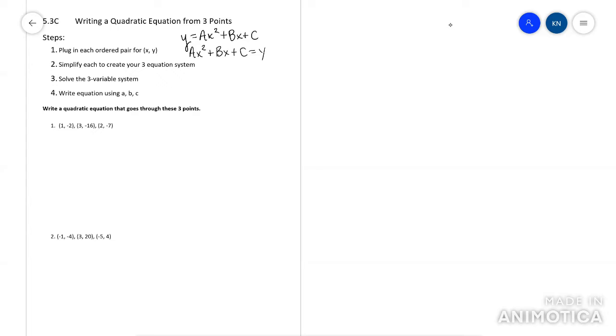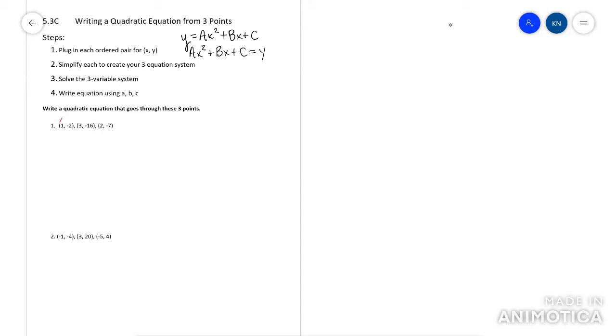First thing you have to realize is you have this equation. You need to use it, but you don't want to use it how it looks. You want to use it ax squared plus bx plus c equals y. Just trust me on that one. All right, so here we go.